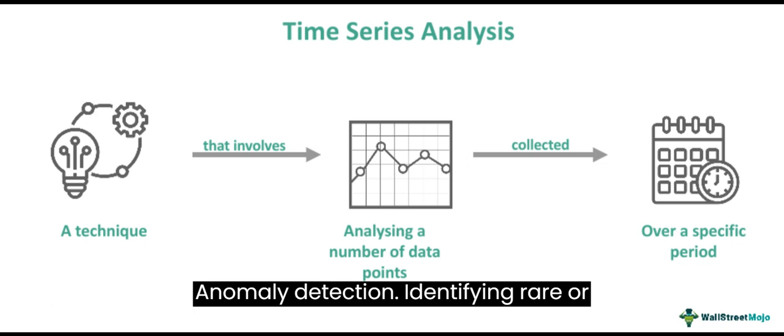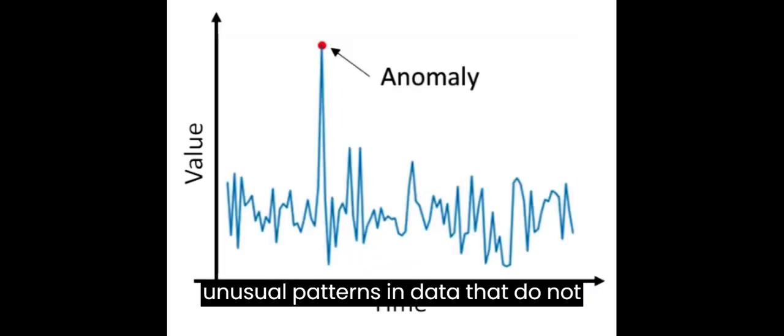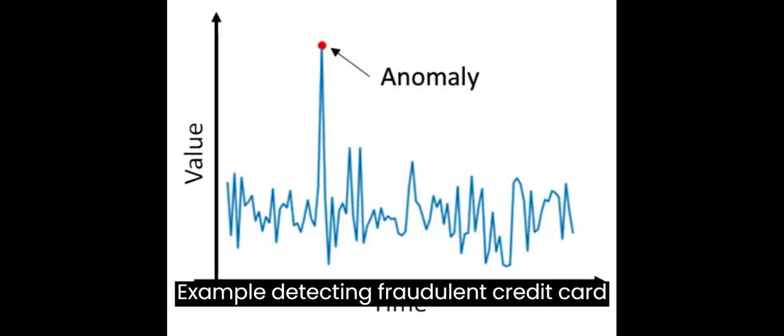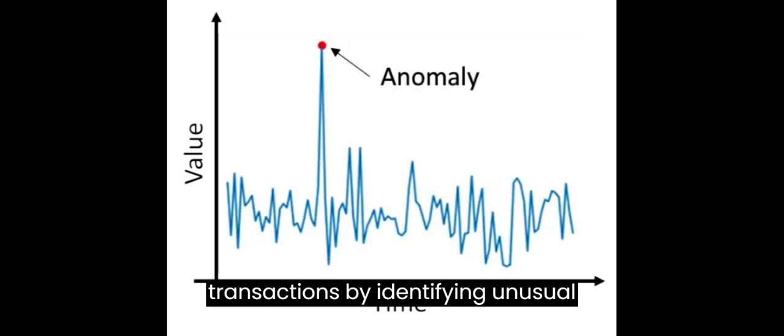Anomaly detection, identifying rare or unusual patterns in data that do not conform to expected behavior. Example, detecting fraudulent credit card transactions by identifying unusual spending patterns.